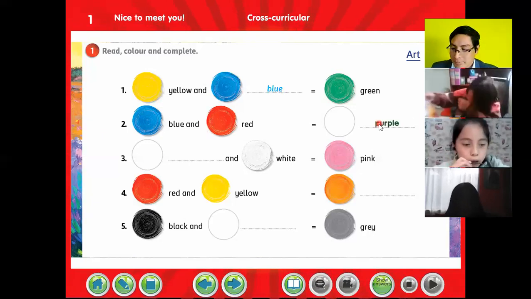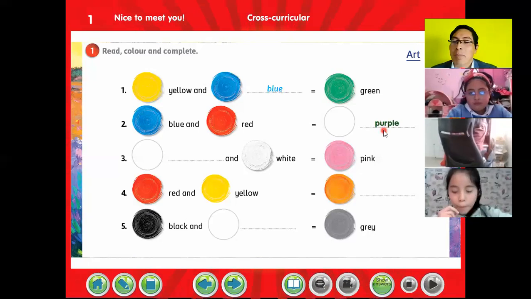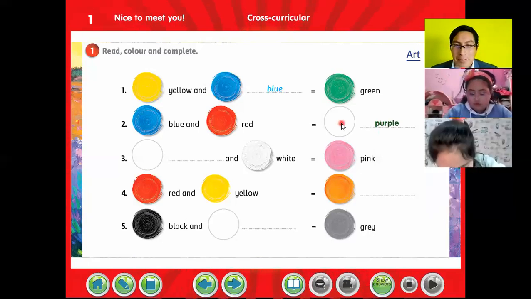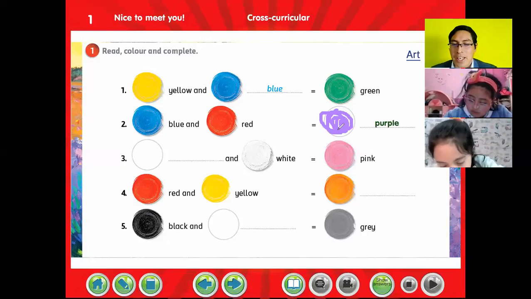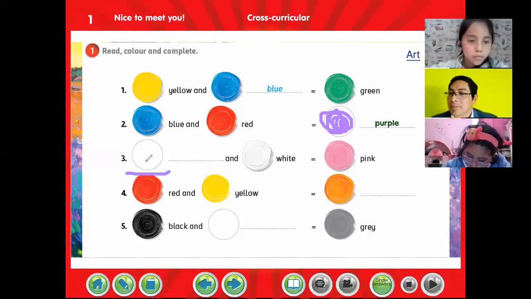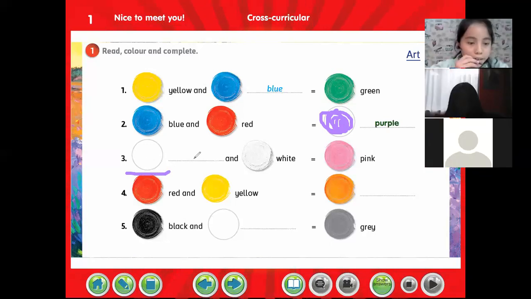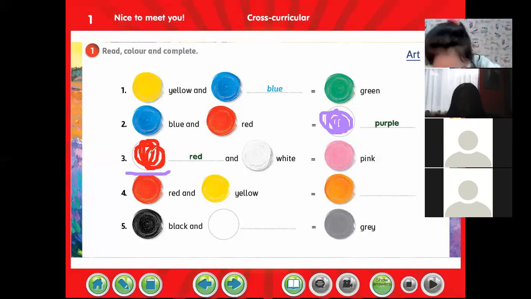Purple. Listen and repeat. Purple. Purple is this color, no? The purple color. Okay, let's continue with the next. If you want to participate, please raise your hand, okay, for the next. What is the name of this color? Elena, what is the name of this color? What color? Red. Red color and white make? Pink. Very good. And red color, you know red, no? Let's color. Red color and white make pink.